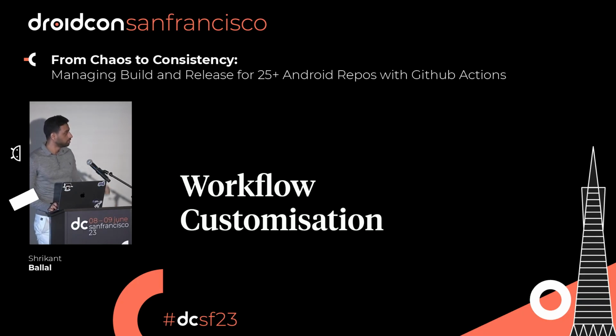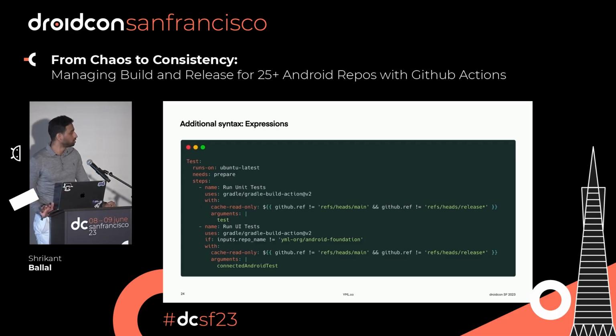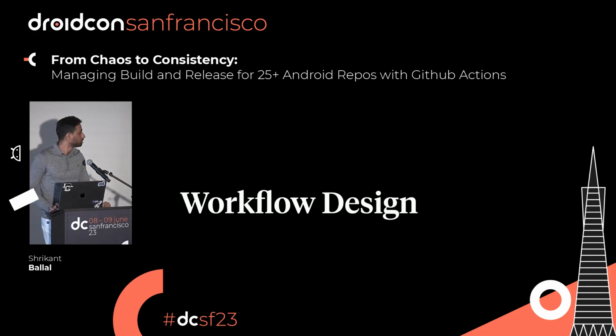A little customization is also possible. Suppose I'm running this test-related task for all my libraries, and almost all libraries have UI screens, but not the Android Foundation library, for example. So if my repository name is Android Foundation, I'll skip the UI test cases step. Otherwise, the unit test will be executed, the one that you see above, the test keyword. That will be executed for all the repositories.